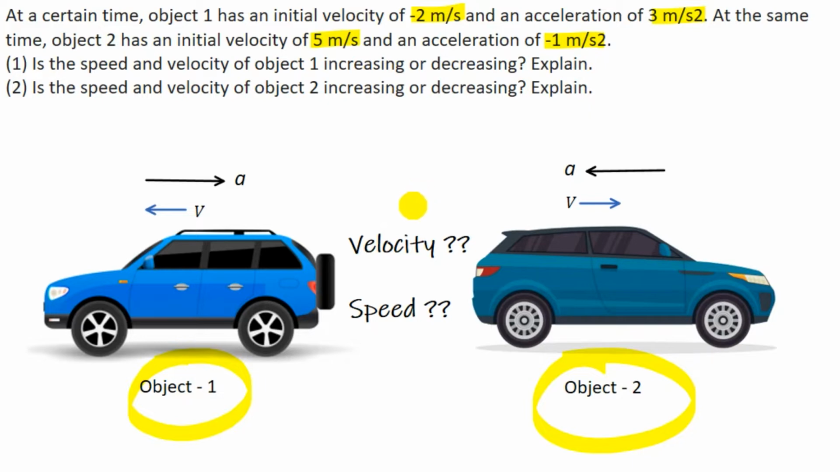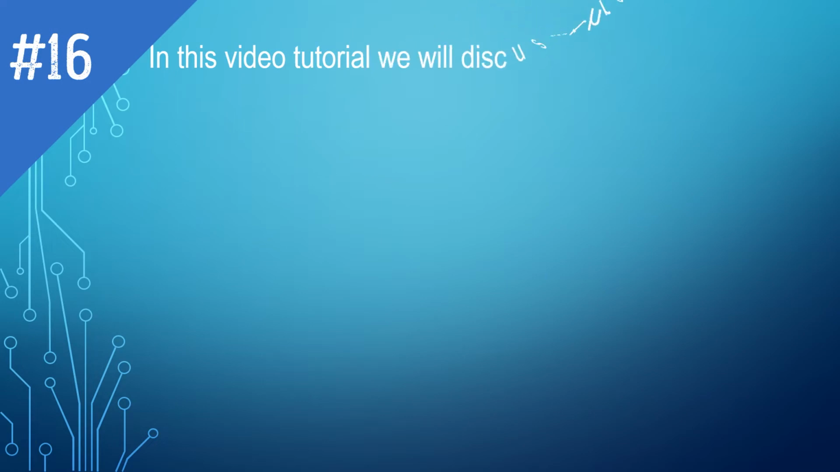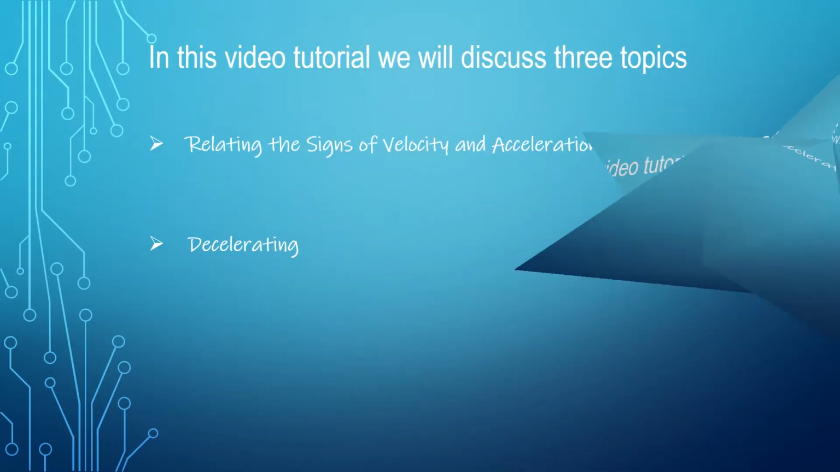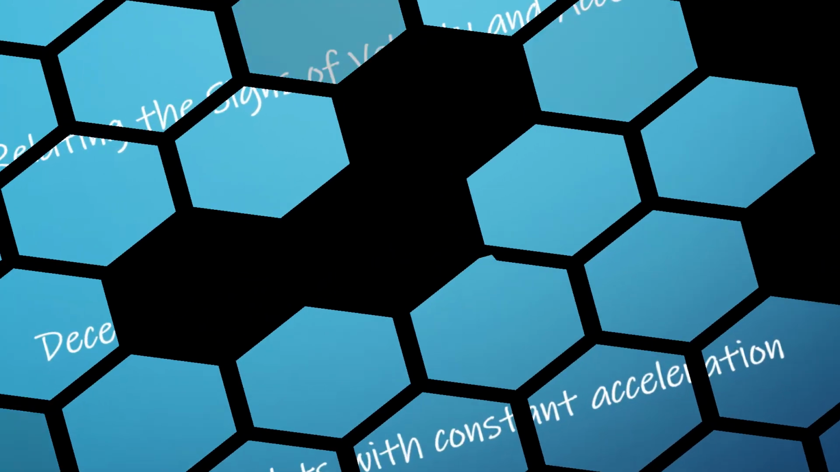So let's first discuss the concept related to this, and then we'll get back to this question at the end of the video. Welcome to STEM Professionals. In this video we'll discuss three topics. The first one, relating the sign of velocity and acceleration to the change in speed. The next one is decelerating. The next one is v versus t plots with constant acceleration. So let's start with the video.